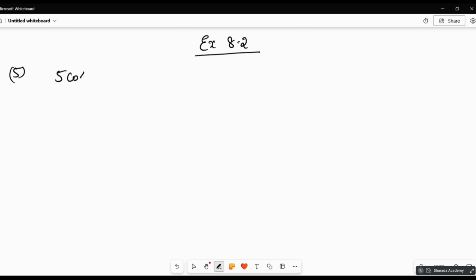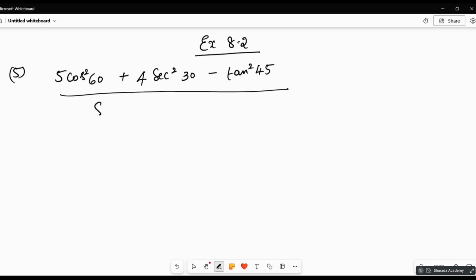5 into cos square 60 degree plus 4 into secant square 30 degree minus tan square 45, divided by sin square 30 plus cos square 30 degree. So substitute the values and find. Try now.